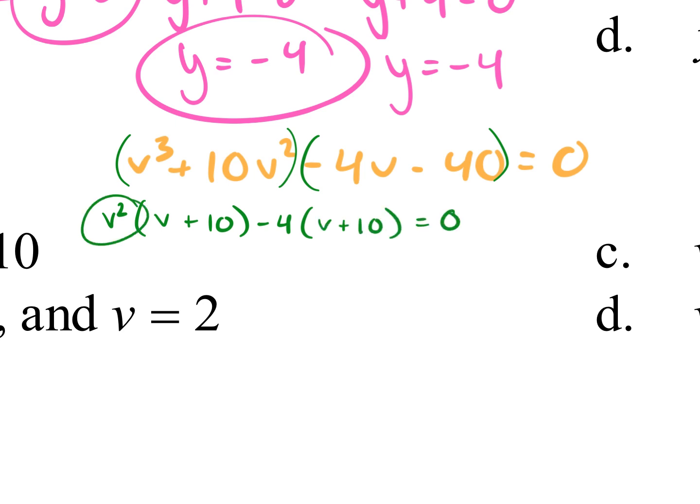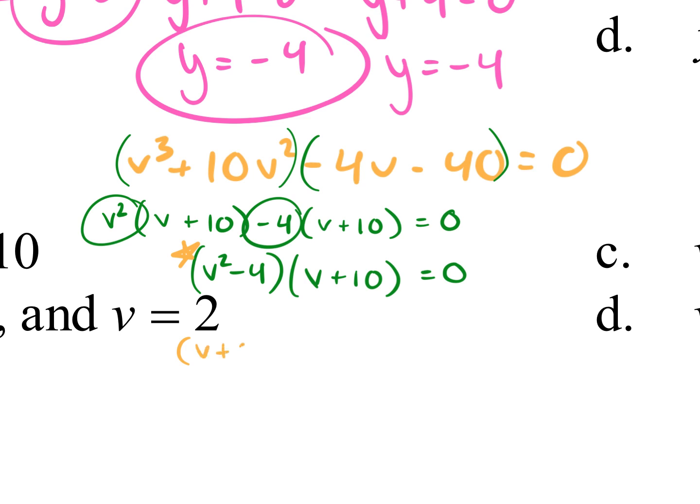Put the two outsides together. So v squared minus 4. And the two insides go together. So v plus 10 equals 0. Can we factor this anymore? Which part? V squared minus 4. What's special about v squared minus 4? It's the difference of squares, so it factors into v plus 2 and v minus 2 times v plus 10 equals 0.